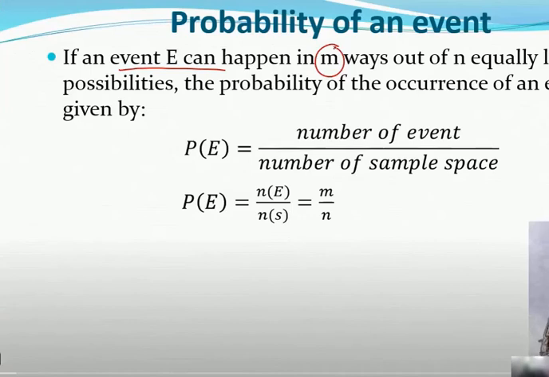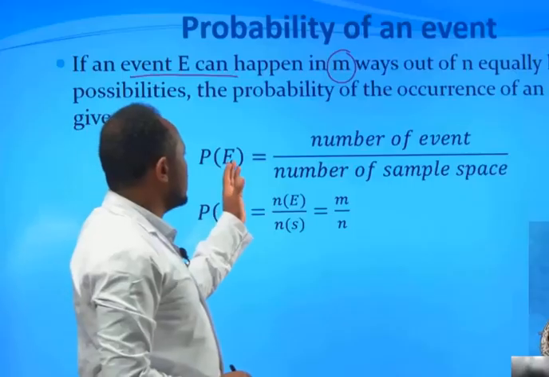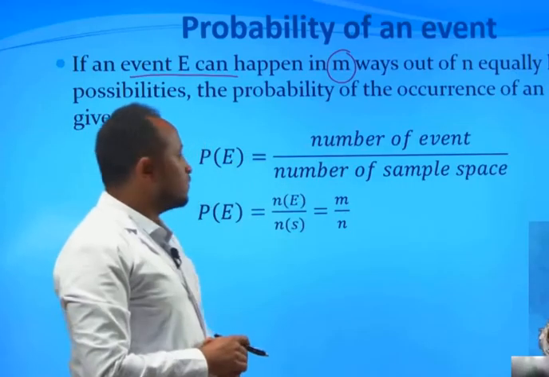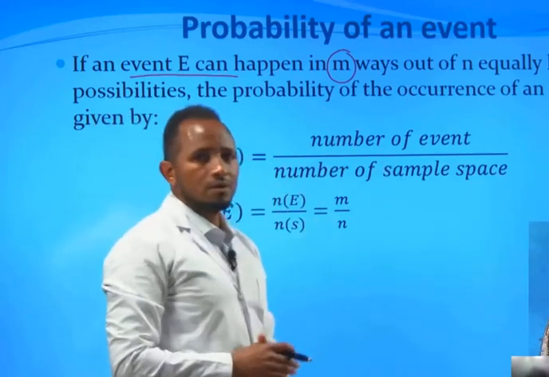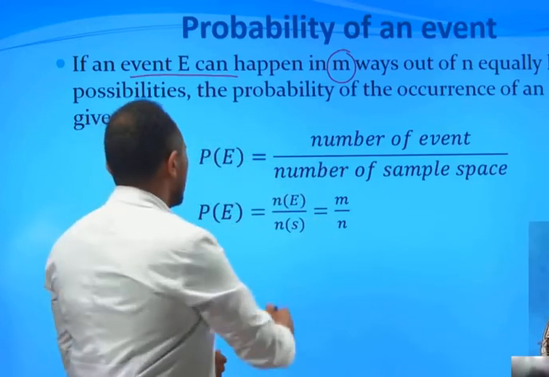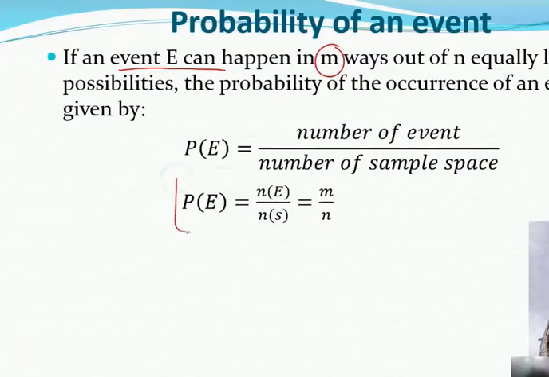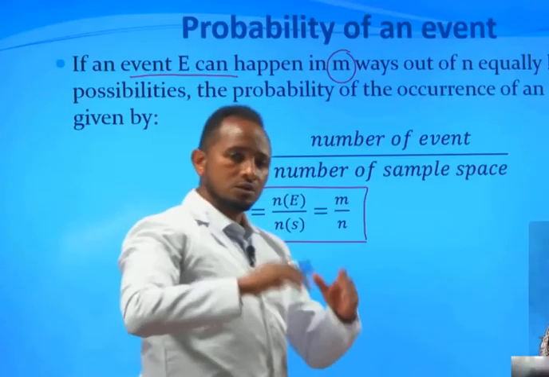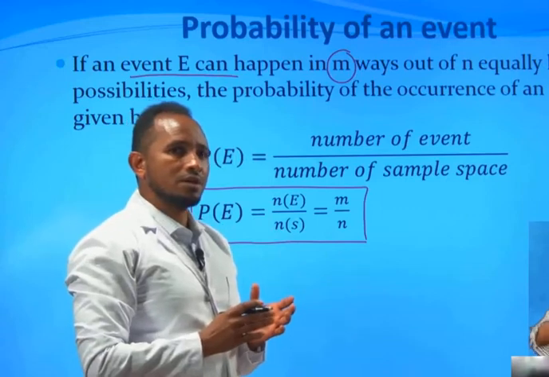The probability of an event A is given by the number of events divided by the number of sample space, or simply, the probability of an event is equal to the number of events, m, divided by the number of sample space. By the way, the sample space is the total possible outcomes under the experiment.